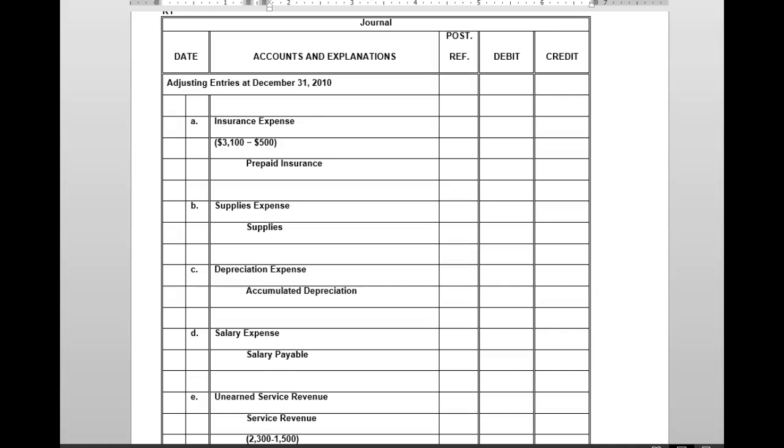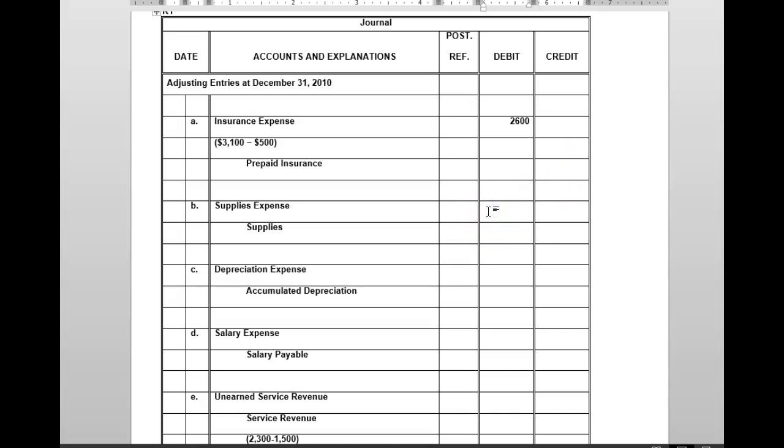So they tell us prepaid insurance still in force is $500. Well, what was prepaid insurance? It had $3,100 there. So I'm probably going to have to take $3,100 and subtract $500 from it and come up with an expense of $2,600. Is that where that goes? Yes. And I would have to credit prepaid insurance then.